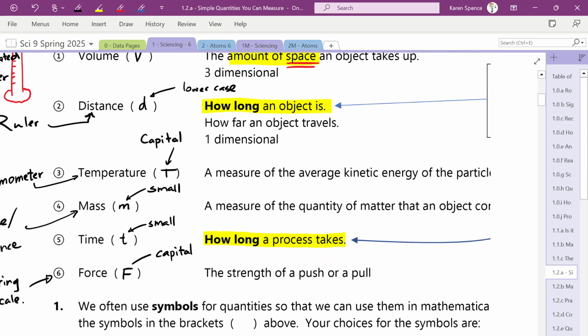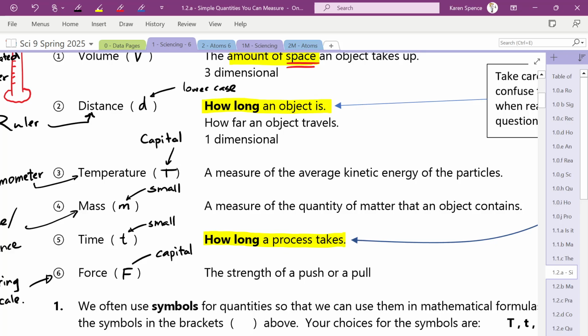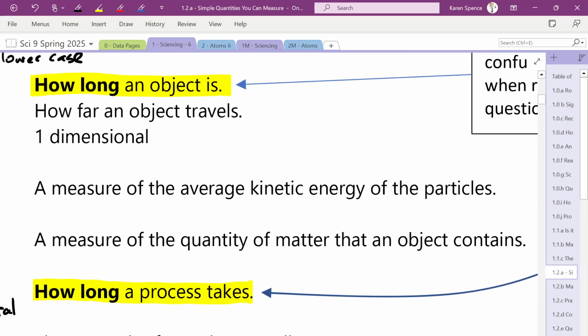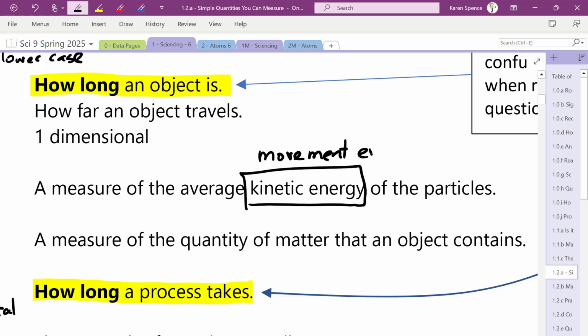We're gonna skip over temperature. If you're really into knowing actual scientific definitions of things, it is a measure of the average kinetic energy of the molecules. Anyone know what kinetic energy is? Yes. Movement. It is movement energy, so it is the average movement energy of the particles. So the faster the particles move, the higher the temperature.